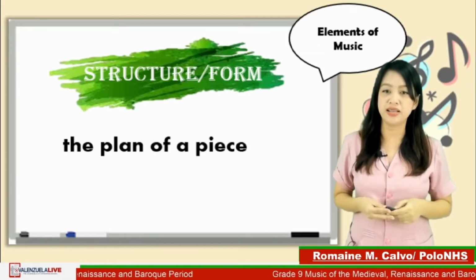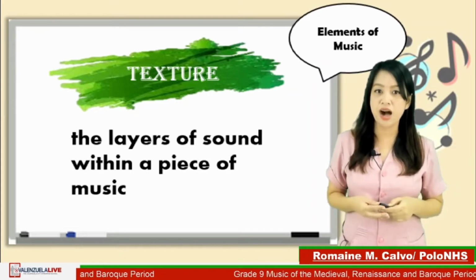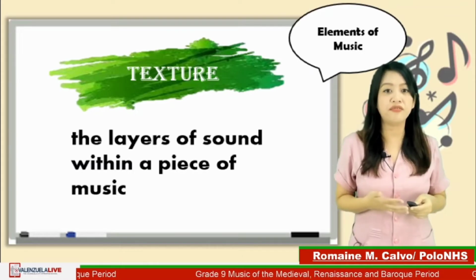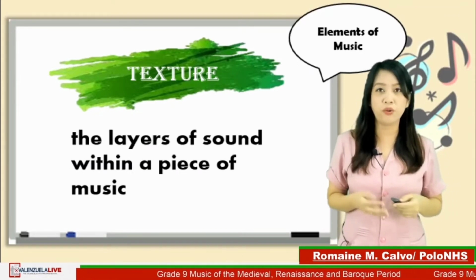Next one is the texture. Texture is the layer of sound the music makes. In here, we will identify whether the music has monophonic or polyphonic in texture.